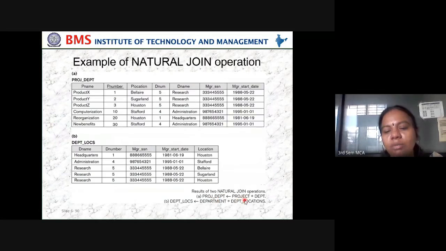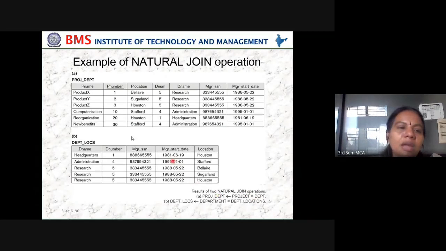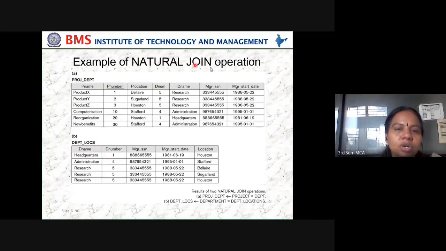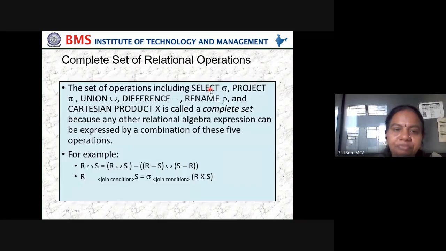So the project relation and the department table are joined and named as project department. In the same way, department and department location are joined as department location. That is what is called a natural join.